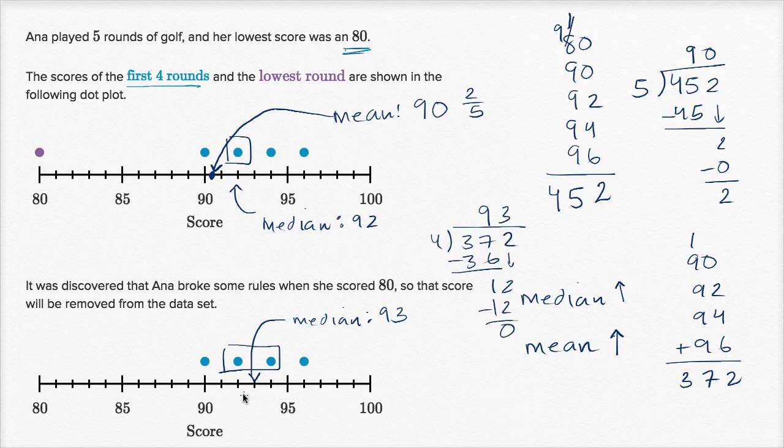You have no remainder. So the mean here is also 93. So you see that the median went from 92 to 93. It increased. The mean went from 90 and 2 fifths to 93. So the mean increased by more than the median. They both increased, but the mean increased by more. And it makes sense, because this number was way, way below all of these over here. So you can imagine if you take this out, the mean should increase by a good amount.